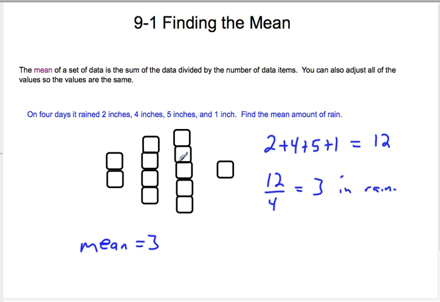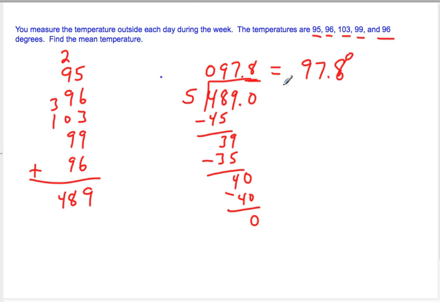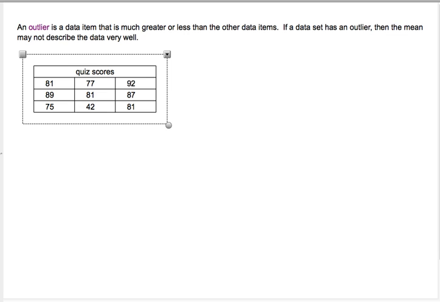So not only would it have been slightly difficult to just have that many squares, but it would also have been difficult to model it with a decimal as well. All right, let's try another.